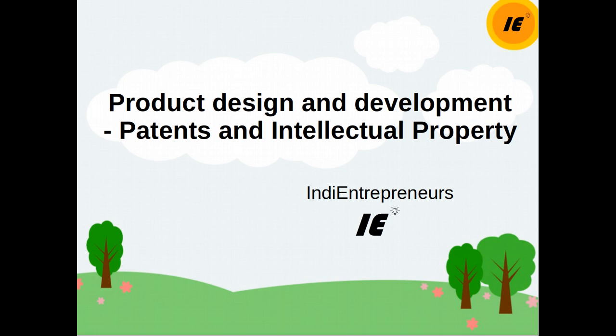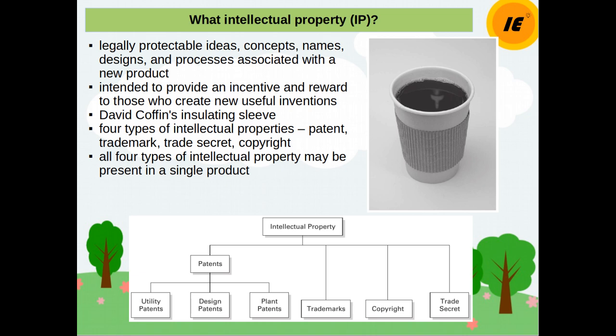So today we'll be learning about patents and intellectual property, and how this is important for product design and development. So what is intellectual property, or IP? I say patent and intellectual property, but intellectual property is more of an encapsulating bigger term, and the patent and all these other things come in under it. So the question is, what is intellectual property? Basically, intellectual property is legally protectable ideas, concepts, names, designs and processes associated with a new product.